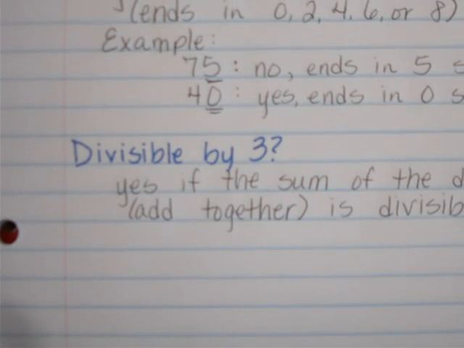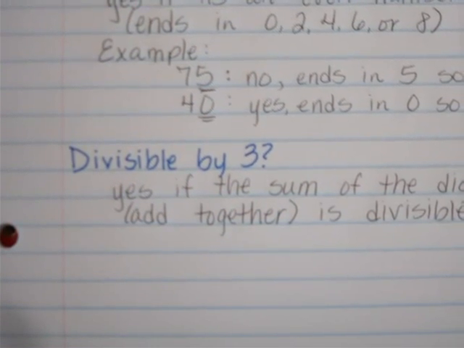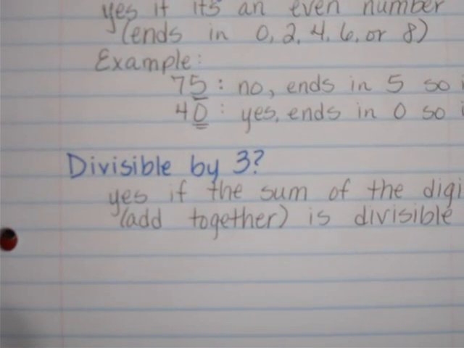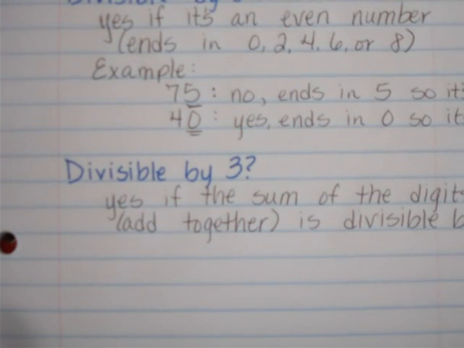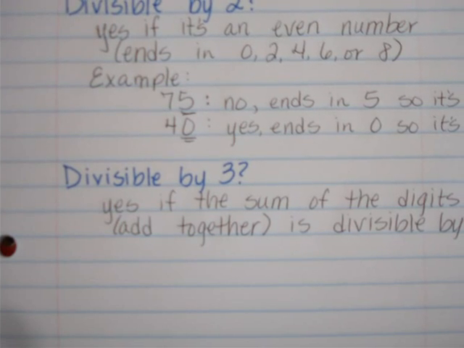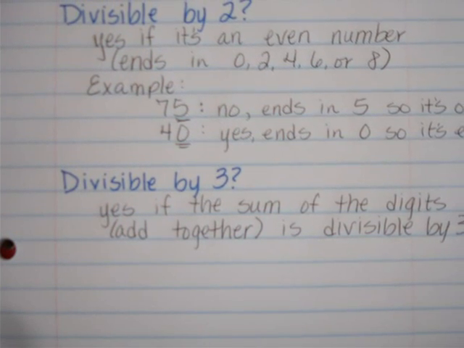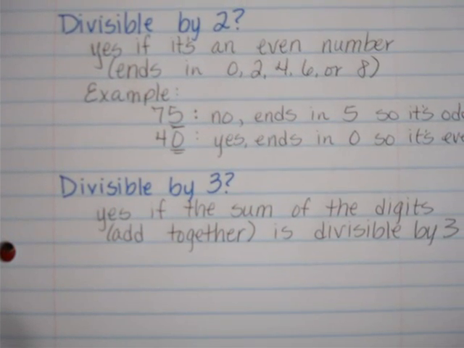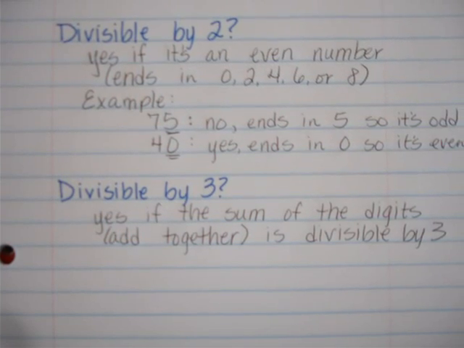The divisibility test for 3 is a little more difficult. It is that a number is divisible by 3 if the sum of its digits, which means when you add the digits together, is divisible by 3.